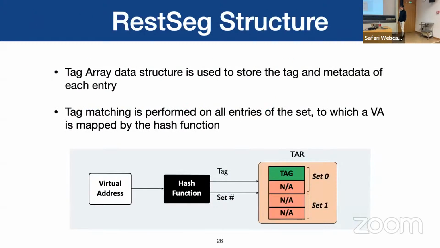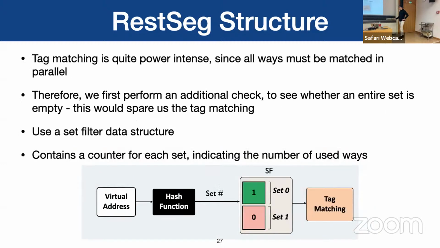Okay, further, we look at the structure of how this works. So we utilize a data structure called a tag array, which stores the tag of a virtual address and some metadata of the page table entry. And we utilize this by looking at the hash value, which gives us the set in the tag array that we want to access. And inside the set, we perform tag matching, just like with hardware caches, to see whether this virtual address actually belongs to this restrictive segment.